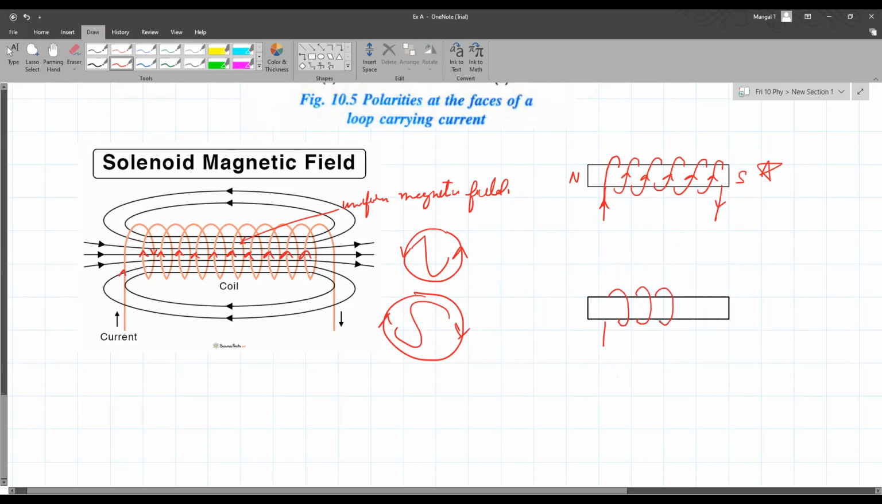Yes. So anti-clockwise is north, right? Anti-clockwise is north. So if you see it from this side, you will see this circle. And in that circle, right side, the current is going up. And on the left side, the current will be going down. So that face is north and the other face is south.